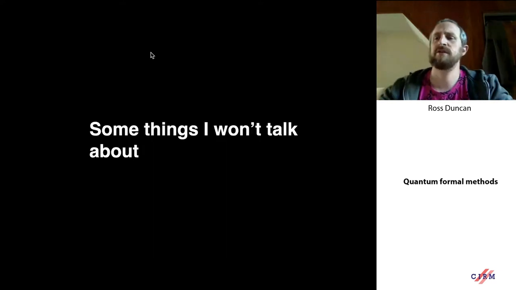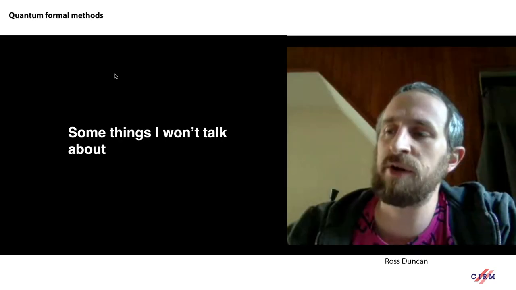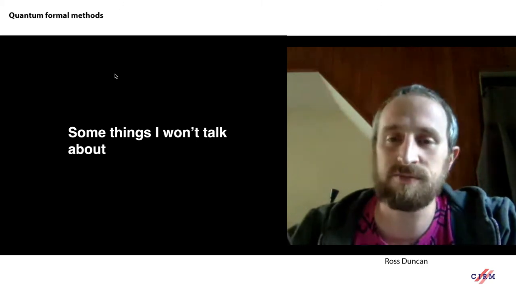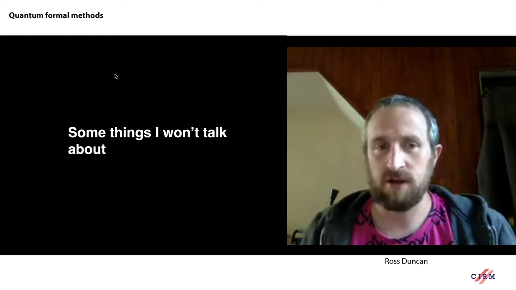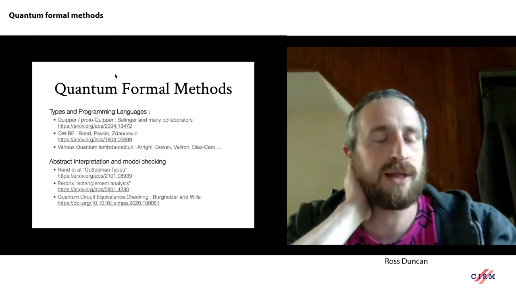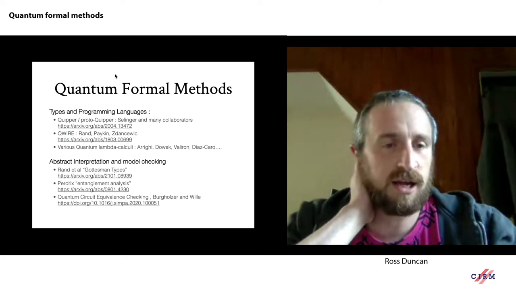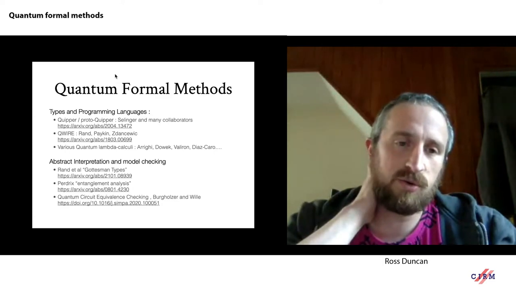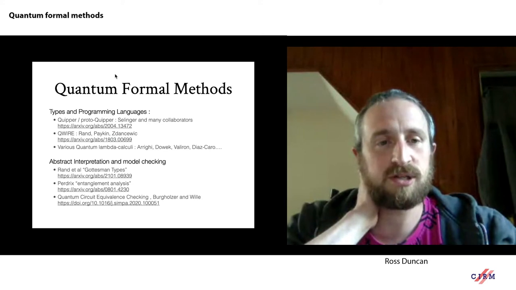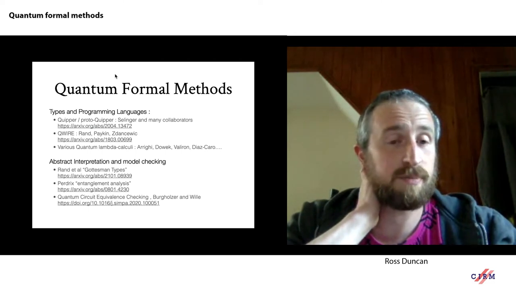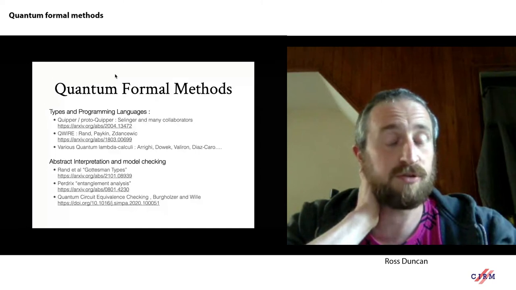So I just want to briefly mention a few things that I won't talk about today. This whole area of quantum formal methods has really accelerated in the last few years after a long time of not really going anywhere. So I'm going to mention a few things which are worth your time to investigate further. The first thing is looking at types and the programming languages which underlie these type systems. In particular, the oldest and probably most widely known typed quantum programming language is Quipper and its descendants, made by Peter Selinger and many collaborators of his. The most recent version of it is called Proto-Quipper D, which is a system which has linear dependent types, which is a very sophisticated type system, which can prove many properties of its programs.